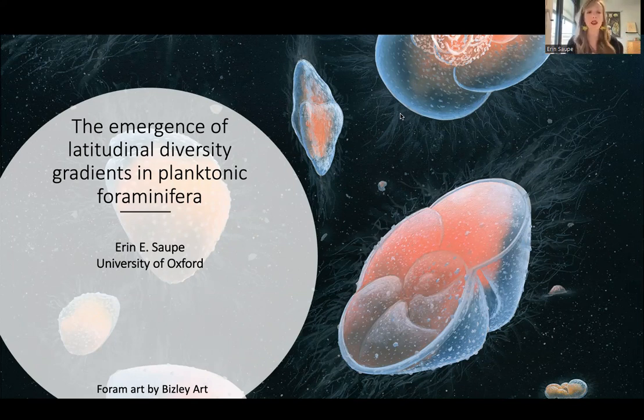So as most of you will know, the latitudinal diversity gradient is one of the largest scale and longest known patterns in ecology. And it describes this pattern of increasing numbers of species observed from the poles to the equator. And I am really interested in LDGs in general because I think they can tell us a lot about the drivers of diversification on long time scales and what structures species distributions, speciation, extinction over time. And so today I'm going to talk to you about the emergence of the latitudinal diversity gradient in planktonic foraminifera.